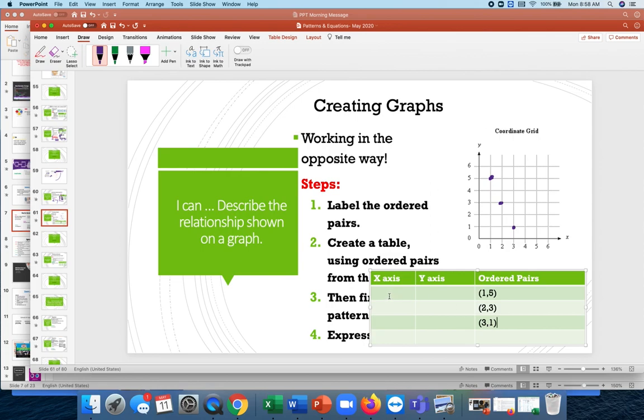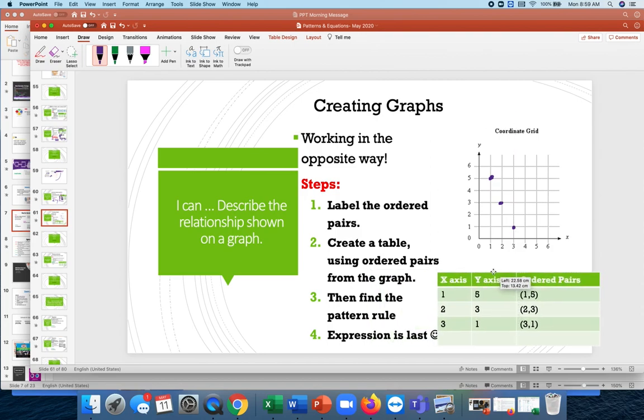Okay. Then working backwards, we know that the first number is always the X and then the second number is always the Y. So 1, and then this would be 5. 2, 3, 3, 1. Okay. So there you go. That's actually basically it. That's basically all that you have to do for today. Is just that. You're going to create the table.